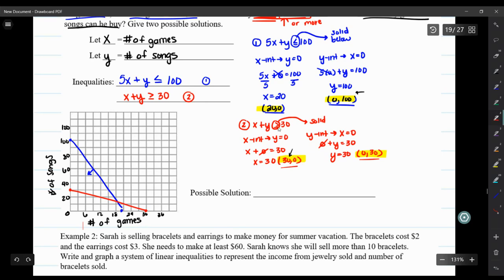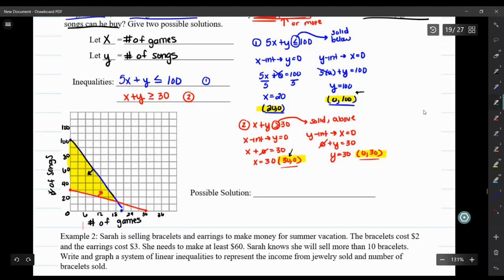Since this is the red one, this is a greater than, and the y is positive. That means you're going to shade above. So my red line shades this way. Well, the overlapping is just inside this triangle. That's the only place that those shades overlap. So that would be the solution area for this system of inequalities and nowhere else.